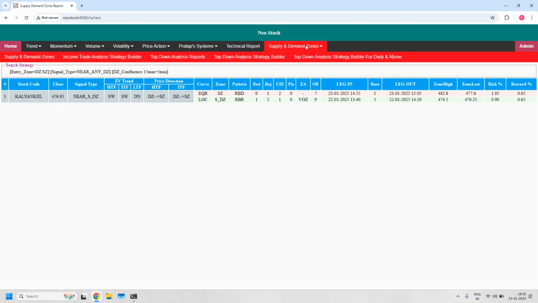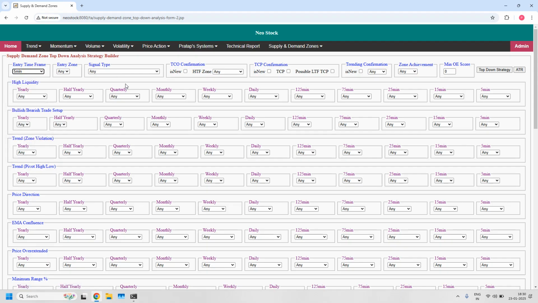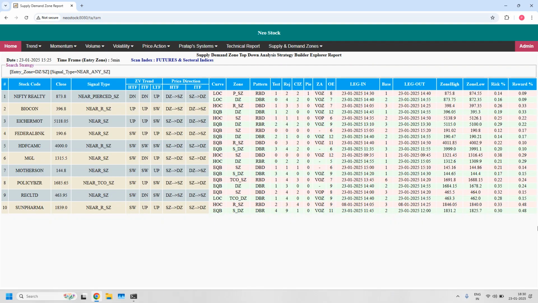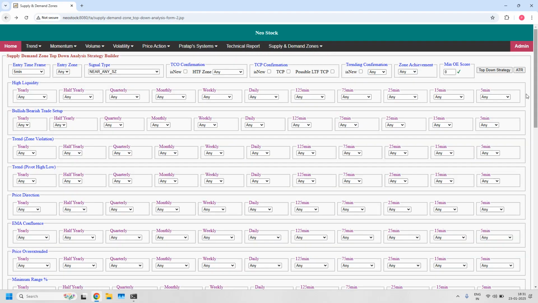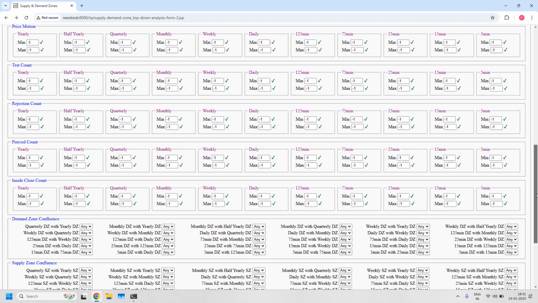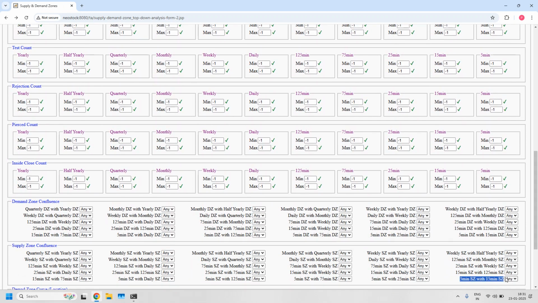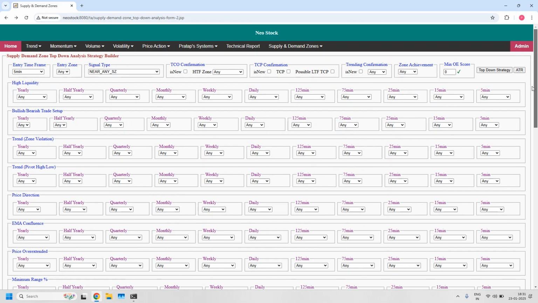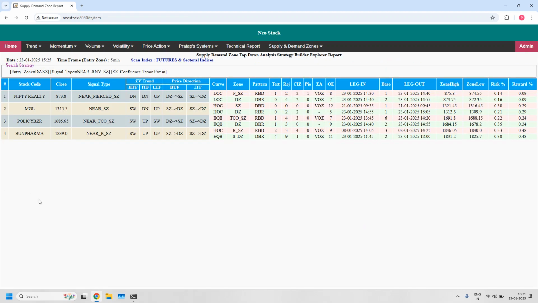Okay, next for 5 minutes time frame, stocks near 5 minutes supply zone, we got 10 stocks. Out of these 10, how many supply zones are having ITF supply zone confluence? Let us verify. That is 5 minute supply zone with 15 minute supply zone confluence. I am enabling the filter. So with this filter, we got 4 stocks. Out of these 4, first one is a pierced zone. You can't use it anyway, it is indices. And remaining 3 stocks, the 5 minute supply zones are part of the 15 minute supply zone.